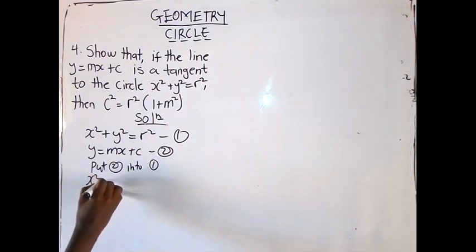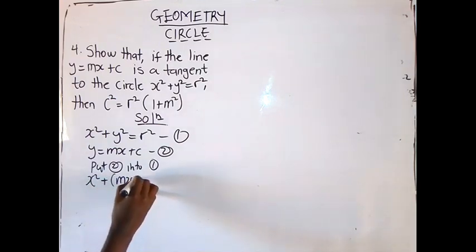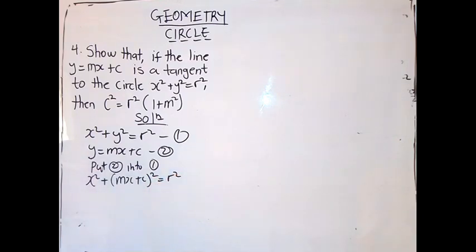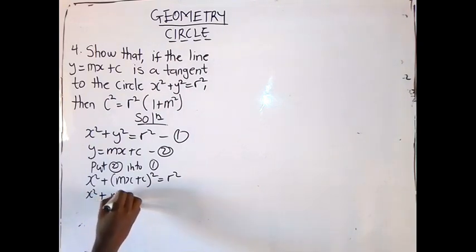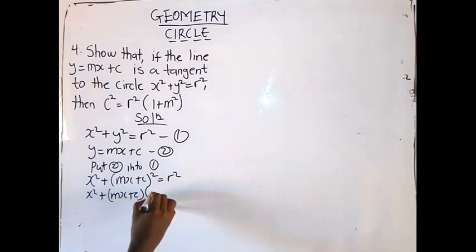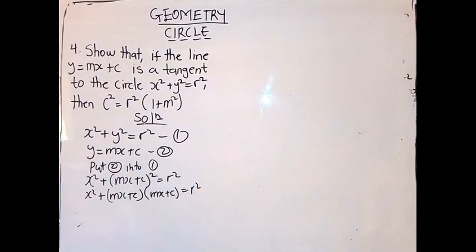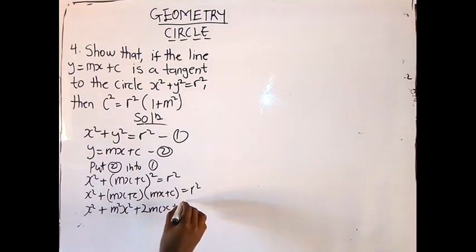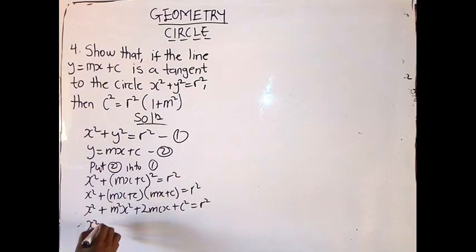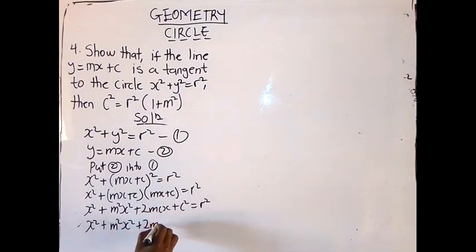So we get x squared plus (mx plus c) squared is equal to r squared. So we get x squared plus (mx plus c)(mx plus c) is equal to r squared. So we get x squared plus m squared x squared plus 2mcx plus c squared is equal to r squared. So we transpose this to the other side, which is x squared plus m squared x squared plus 2mcx plus c squared minus r squared is equal to 0.